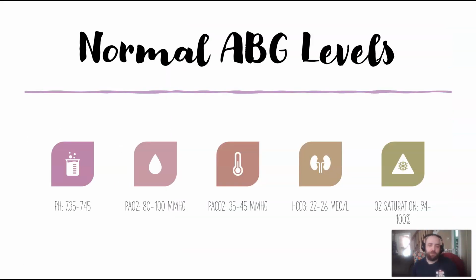So your normal levels: pH, 7.35 to 7.45. In a perfect world, a perfect blood pH would be 7.40. Your PaO2 is 80 to 100 millimeters of mercury. Your PaCO2 is 35 to 45 millimeters of mercury. Your bicarb is 22 to 26 mEq/L, and your O2 saturation is 94 to 100%.